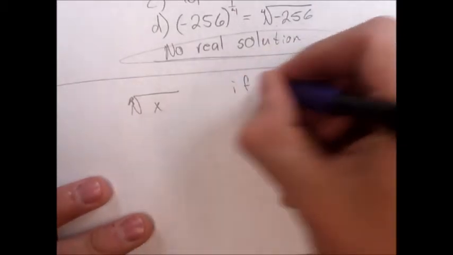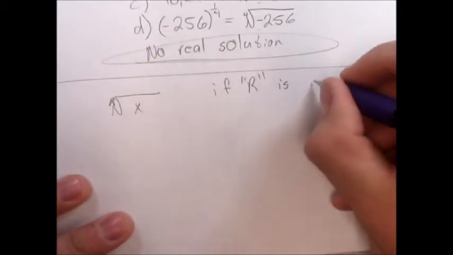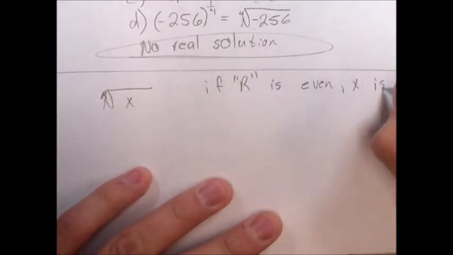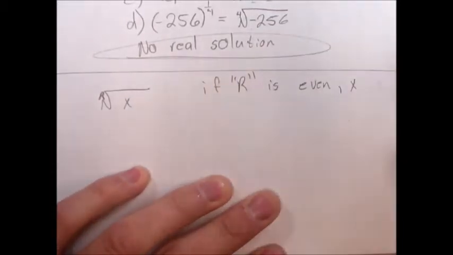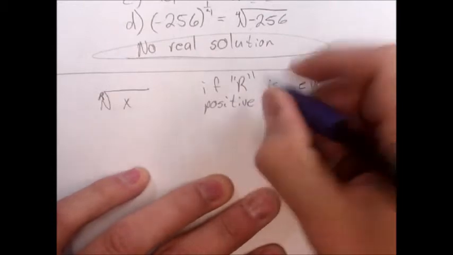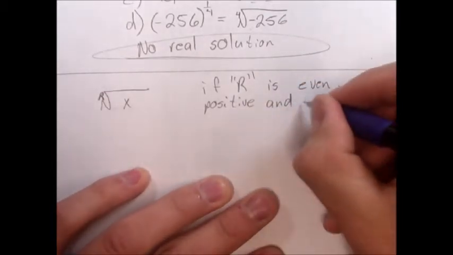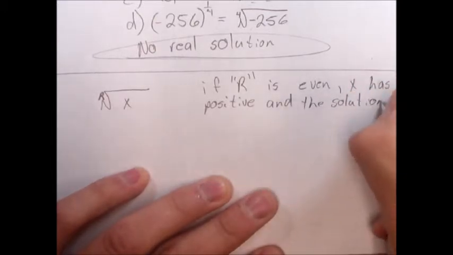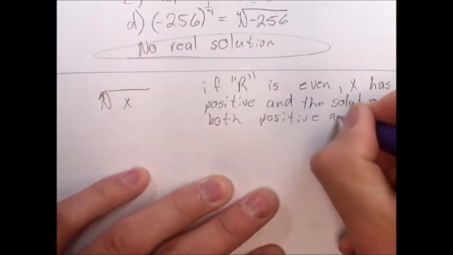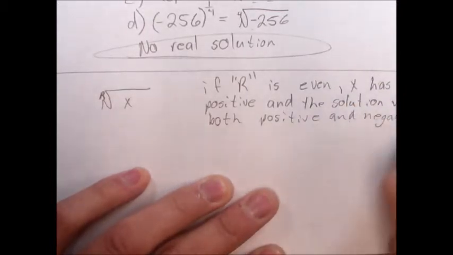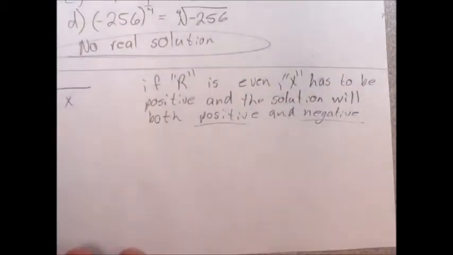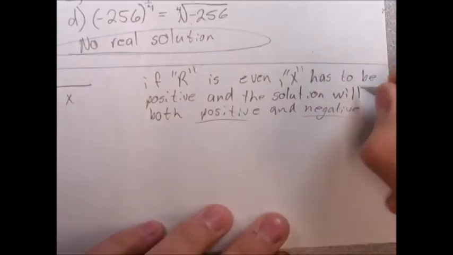If r is even, x has to be positive, and the solution will be both negative and positive.